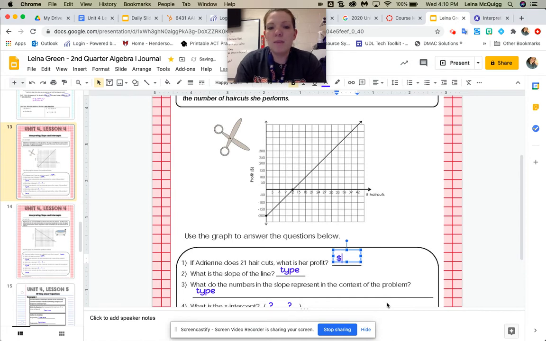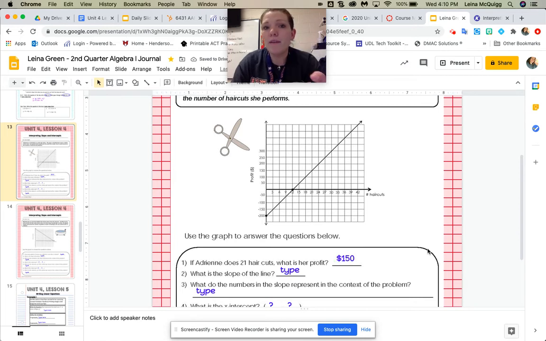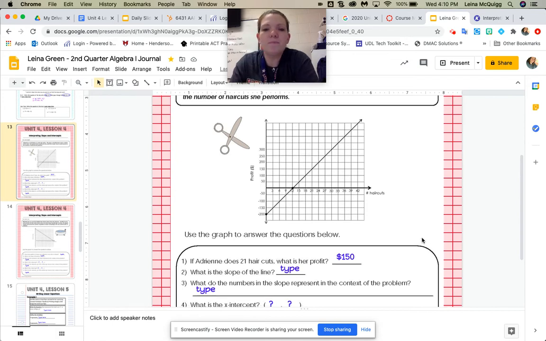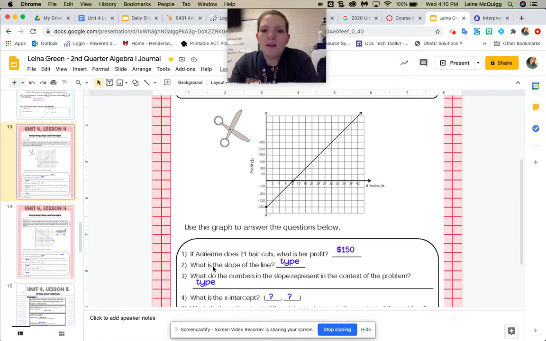Does that mean that she only made $150 for 21 haircuts? No, that's her profit. So after she's paid all her bills for those 21 haircuts, then she made $150. That's her play money. That's the money she gets to go do whatever she wants with because she's already paid all her bills. Okay? All right, and then it says, what's the slope of the line?